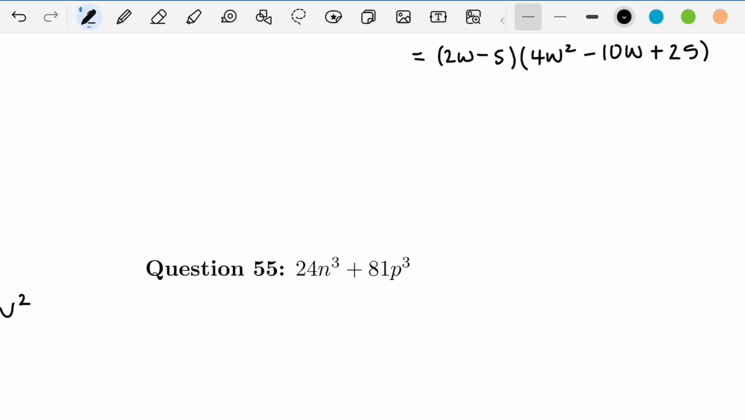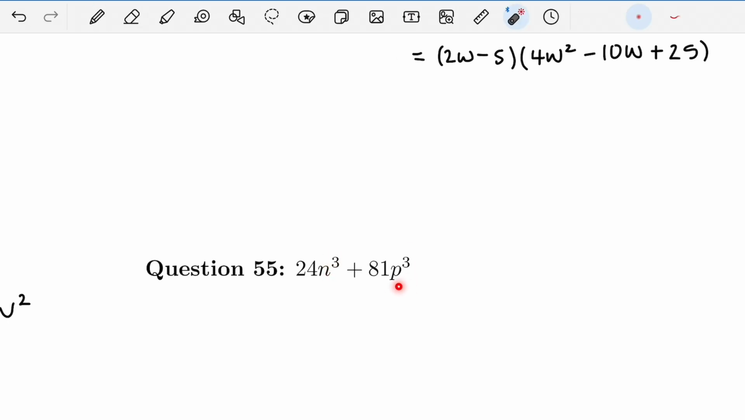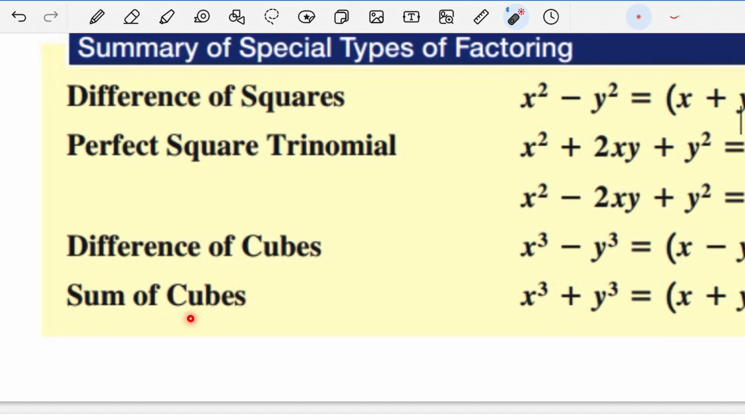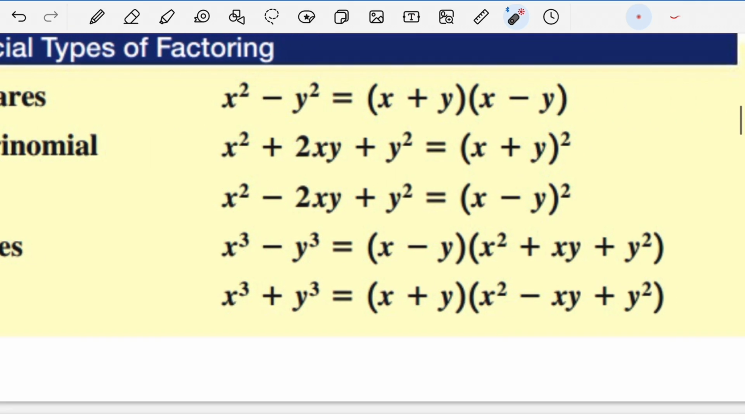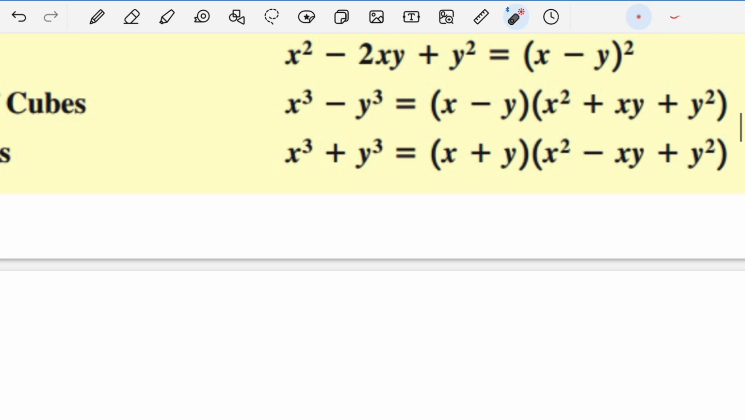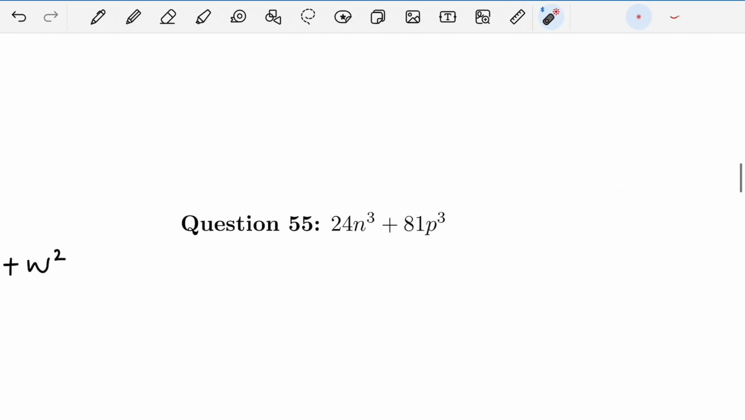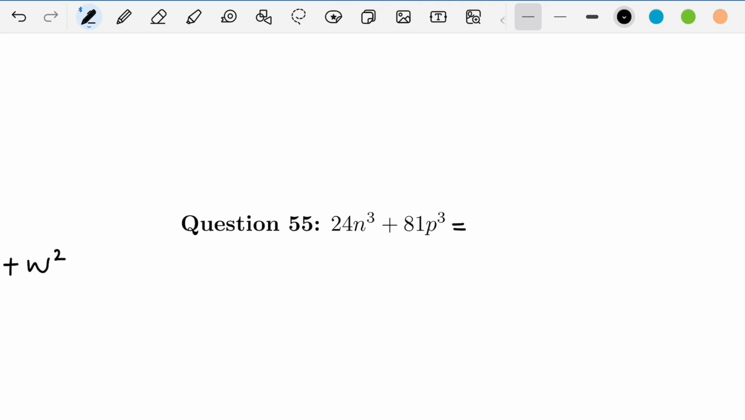All right, so for the last question in section 5.3, we have the sum of two terms here. And notice that both of these terms have a cubed on the end. So this gives us an idea that we might be dealing with the sum of cubes. So what we're going to do is rewrite this polynomial to see if we can get it into this form here. First of all, we want to notice that both of these terms share a factor of 3. So what we can do is pull that factor out and see what we're left with.